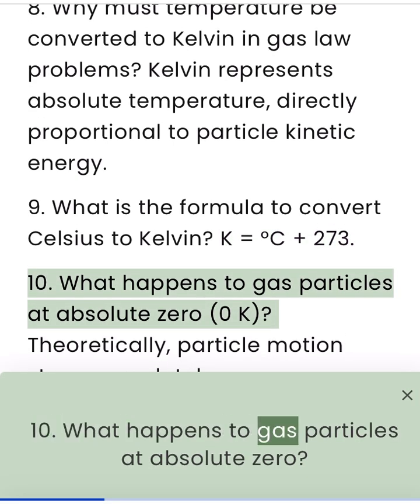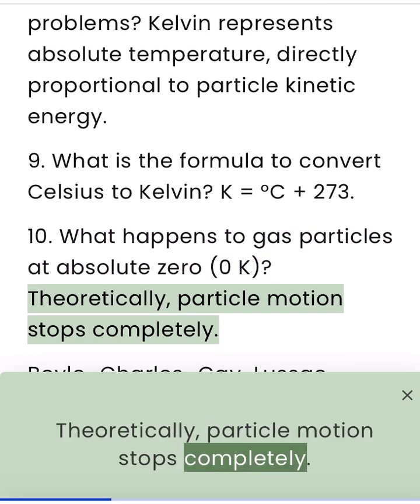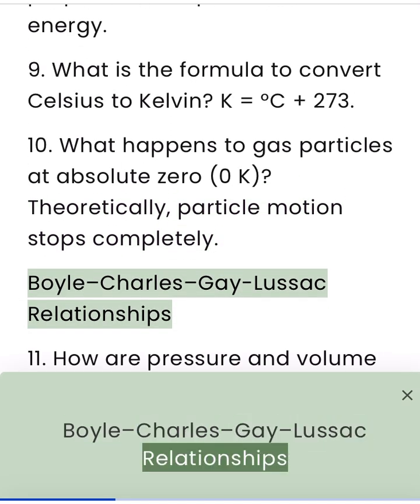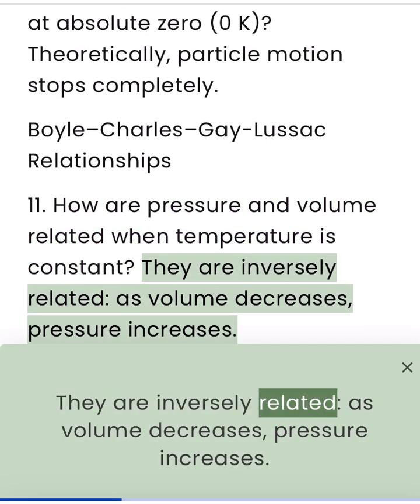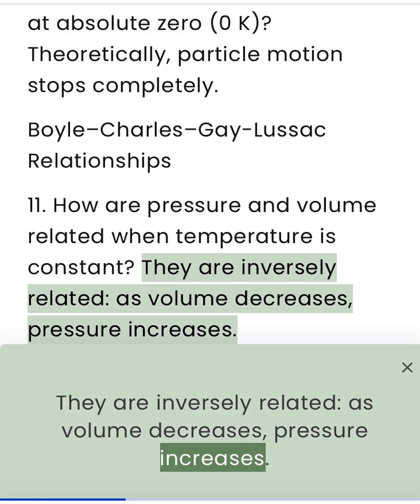10. What happens to gas particles at absolute zero? Theoretically, particle motion stops completely. Boyle, Charles, Gay-Lussac relationships. 11. How are pressure and volume related when temperature is constant? They are inversely related. As volume decreases, pressure increases.